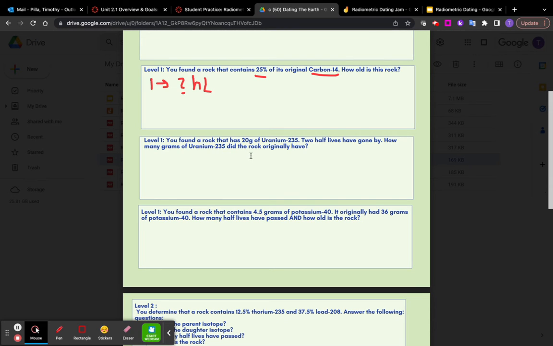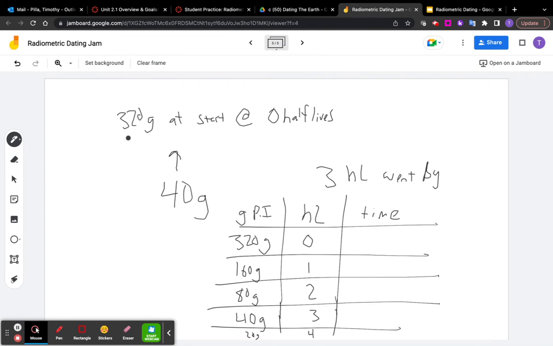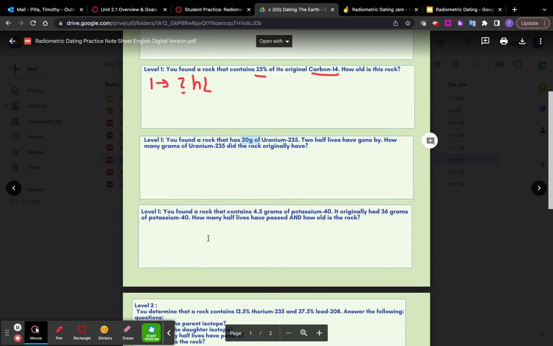How many grams did it originally have? We just did that one. I didn't give you the exact answer. They're asking for 20. I did an example for 40. So don't give me this answer. I just showed you how to do it. You have to work backwards. It's like a puzzle.